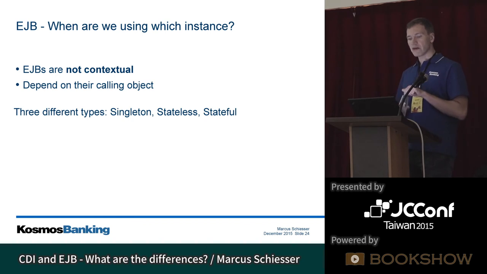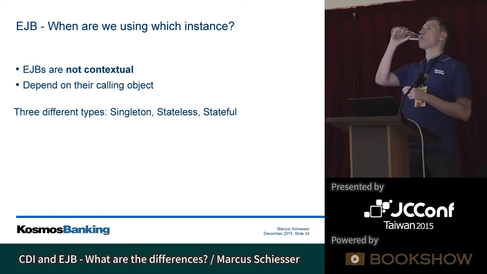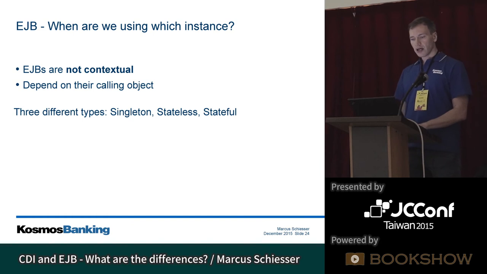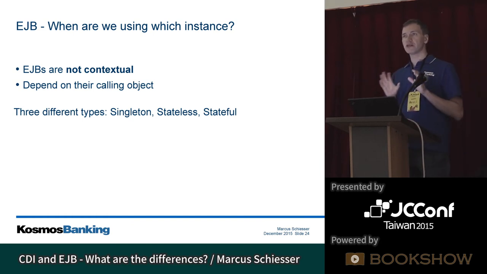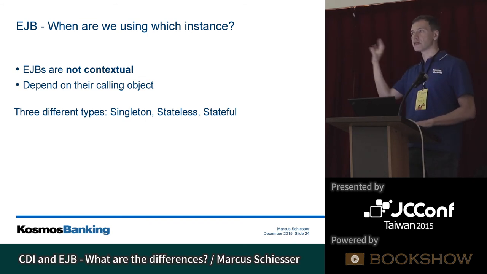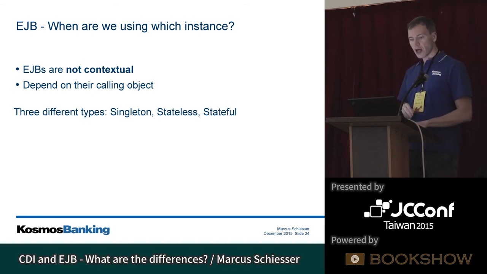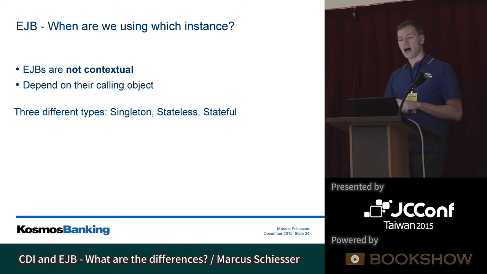So now we have covered the question of when we are using which instance for CDI, and now we want to do that for EJB. It's a little bit different. EJBs are, per definition, not contextual. They're not contextual beans. They don't depend on any of these concepts that we had before with the context. If they depend on anything, they depend on the calling object. The calling object is basically the one I call the method from in our sequence diagram.